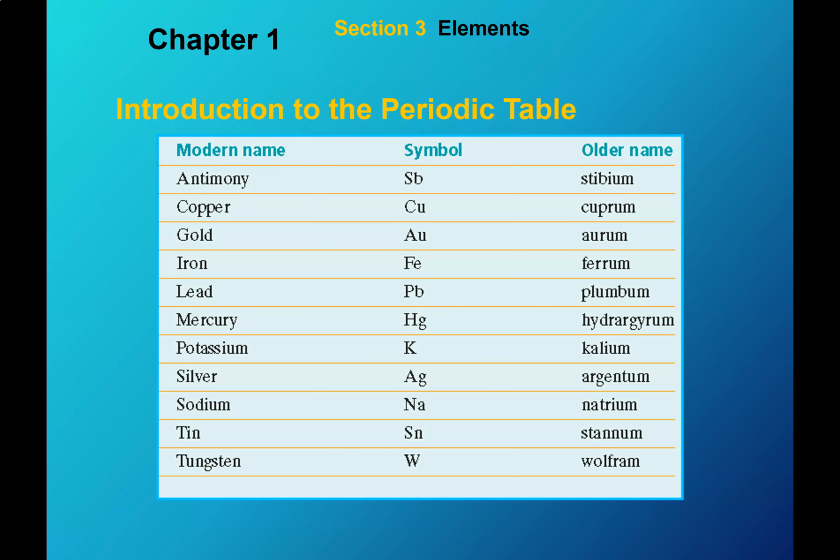So for instance, tin down here now has the symbol that matches its original name, but for modern times we've changed it to a simpler name, which is tin. Okay, this gives you an example of why tungsten, which starts with a T, does not have a T in its symbol on the periodic table. Instead, it's named after its old name, the wolfram.